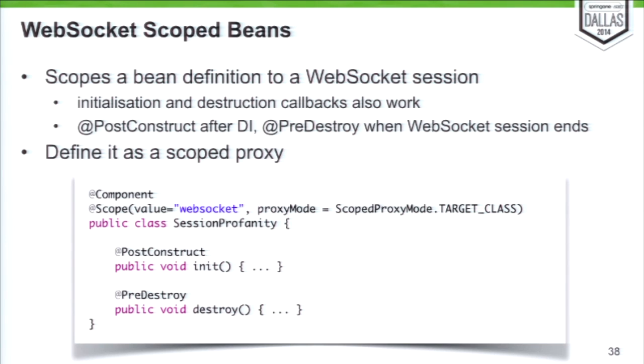So you can define a new scope. I guess that you are familiar with the scopes in Spring, the singleton, prototype, session, request, thread as well, right? So now we have the WebSocket scope. So we can define a bean to be scoped at a WebSocket session. And the lifecycle callbacks will also be executed. That means that post-construct will be executed whenever we do the dependency injection, after doing the dependency injection. And predestroy is executed when the WebSocket session is finished.